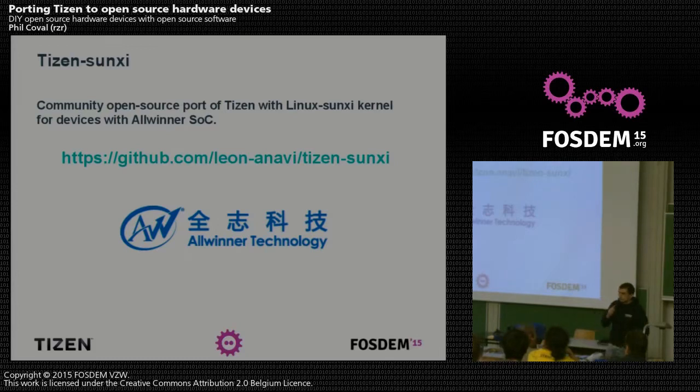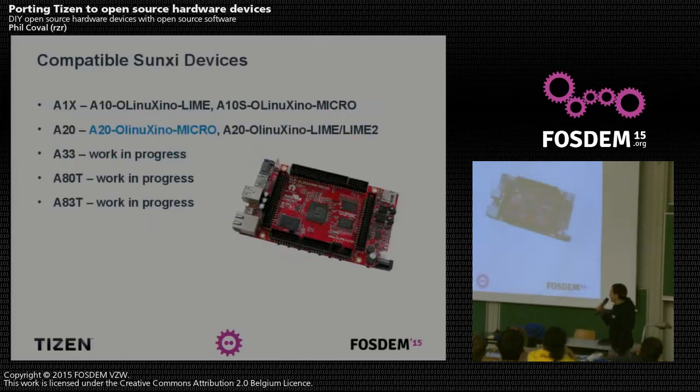Approximately a year and a half ago, I started my efforts to port Tizen to these type of devices. Today, with the assistance of Philippe, we have Tizen common running on several devices. Here is the list of these devices. The A10 processors are single-core system-on-a-chip processors with Mali GPU. So the first board on which we ported Tizen was A10S or Linuxino Micro. This system on a chip is already deprecated. So here is the list of the boards that we support.